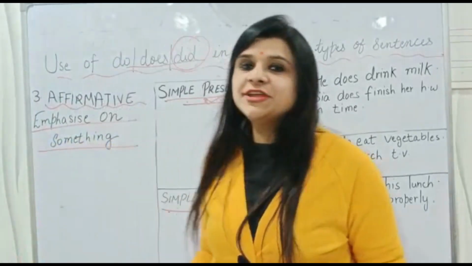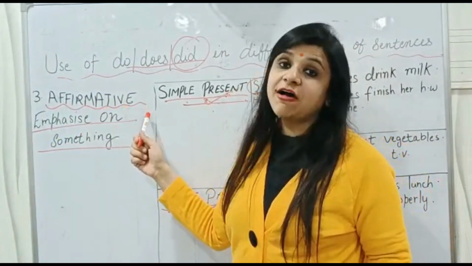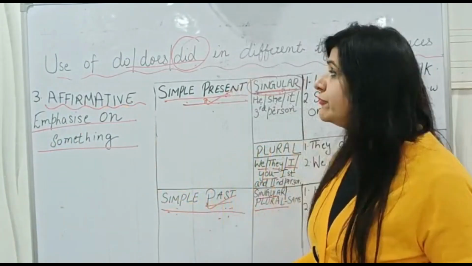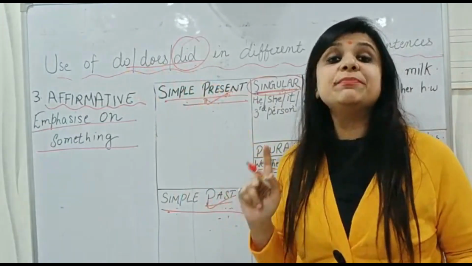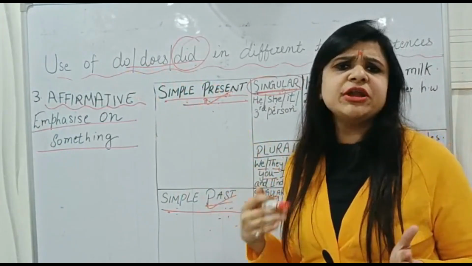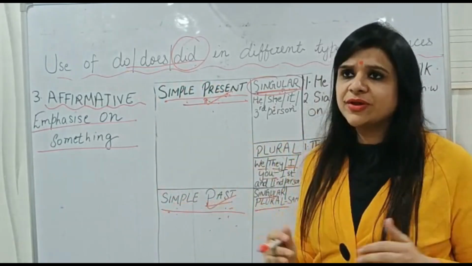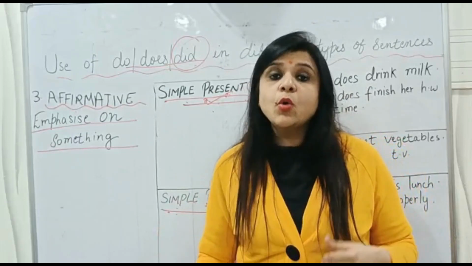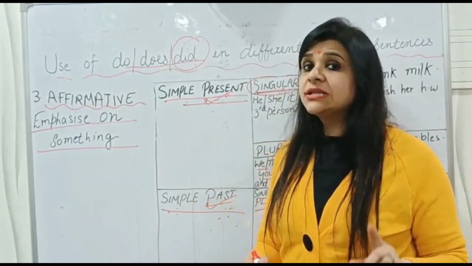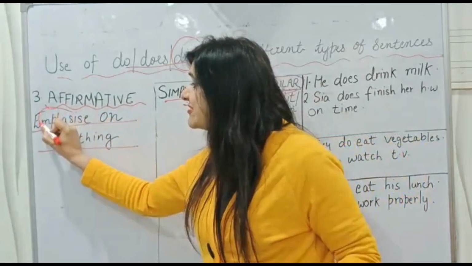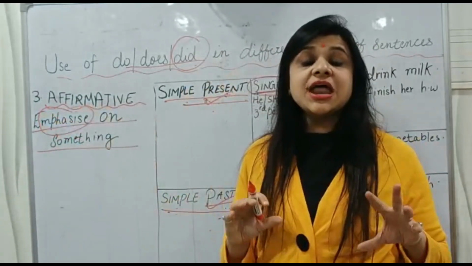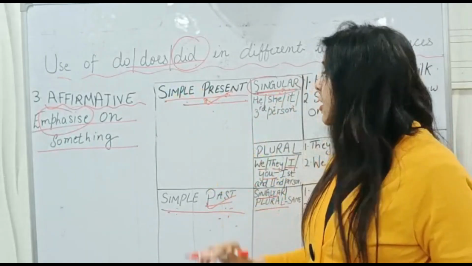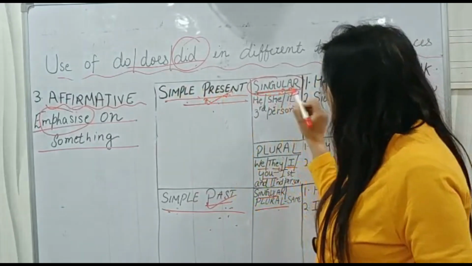So friends, now we have reached to the third type of the sentence, that is affirmative or positive sentence. Now we have to understand how do we use these helping verbs in the positive sentences. Generally, we don't use them in the simple sentence. For example, she goes to school, they play in the evening, we study every day. But dear friends, when we have to emphasize on something, when we are reinforcing something, then we use them in the sentences. For example, in simple present, singular.